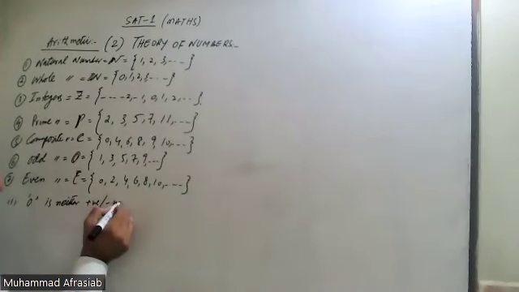Now we will define these numbers. The first thing is 0 is neither positive nor negative. Second, if we define zeros with the all properties, then 0 is the first even integer.